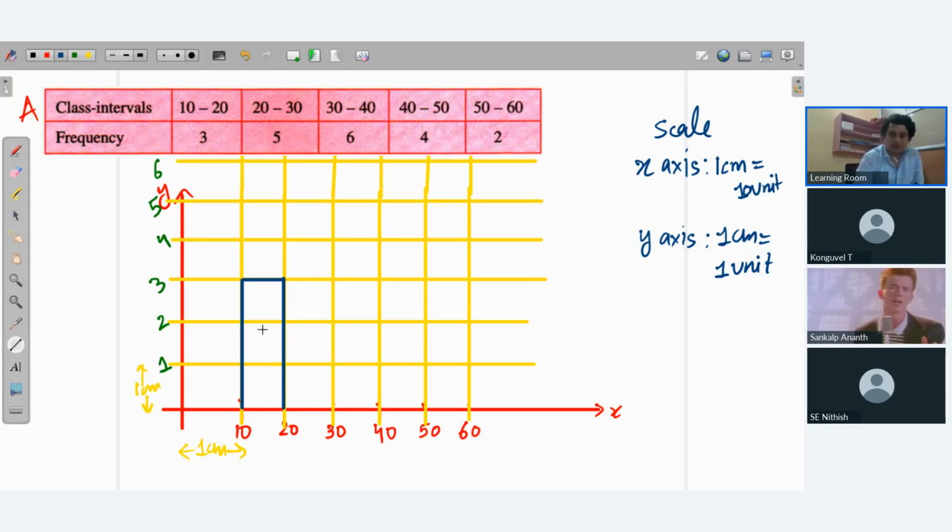So 20 to 30 should be what? 5, sir. 5. Very good. So now I'm going to use a different color, but you need to see that it is actually the same color, all of them. There's no red, green, blue, whatever. They all are the same color. 20 to 30 should go till 5.